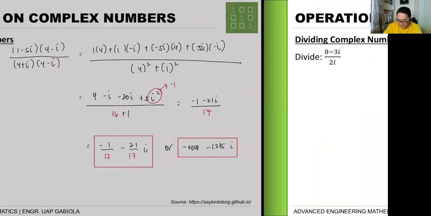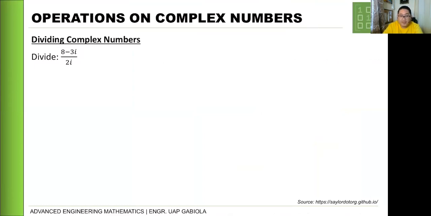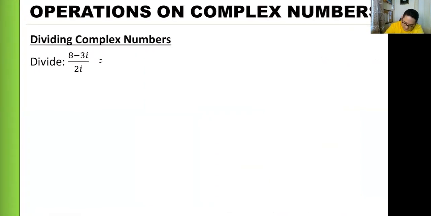Okay? So let's solve yung pinakita nating last. Ayan. So let's have this one. So we can create na 8 minus 3i. So dito, yung gagawin natin, 0 plus 2i, no? So yan yung complex form niya.